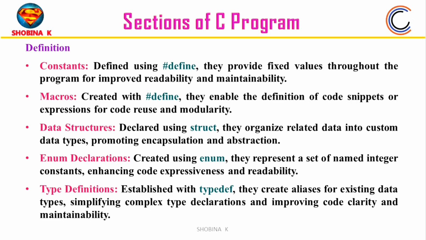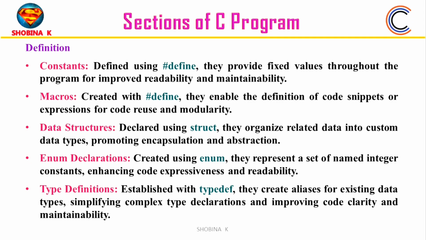Next, data structures. Data structures are declared using struct keyword. They organize related data into custom data types, which promotes encapsulation and abstraction. Enum declarations are created using enum keyword. They represent a set of named integer constants, enhancing code expressiveness and readability. Type definitions are established with typedef keyword. They create aliases for existing data types, which simplifies complex type declarations and improves code clarity and maintainability.